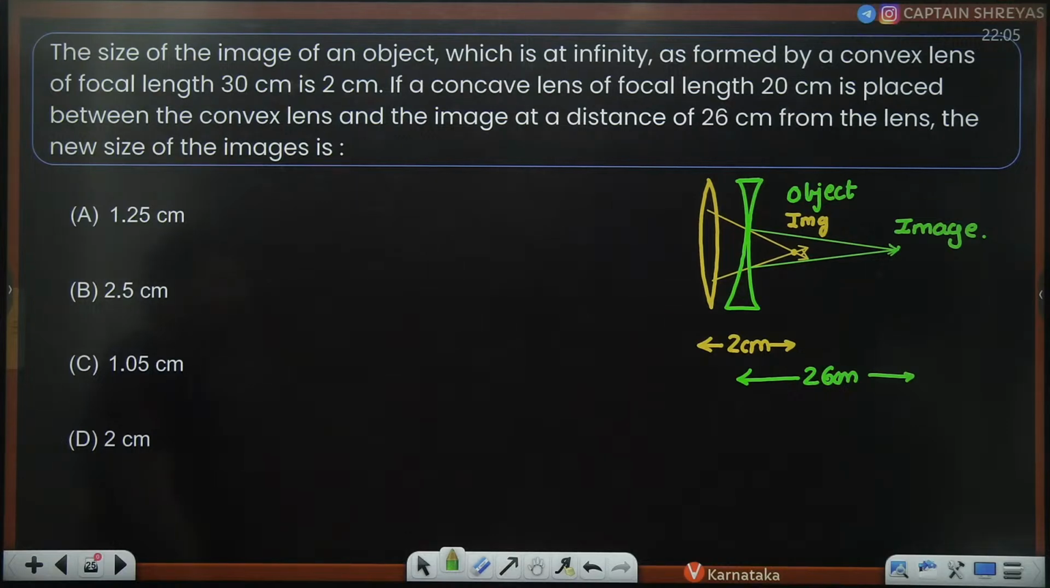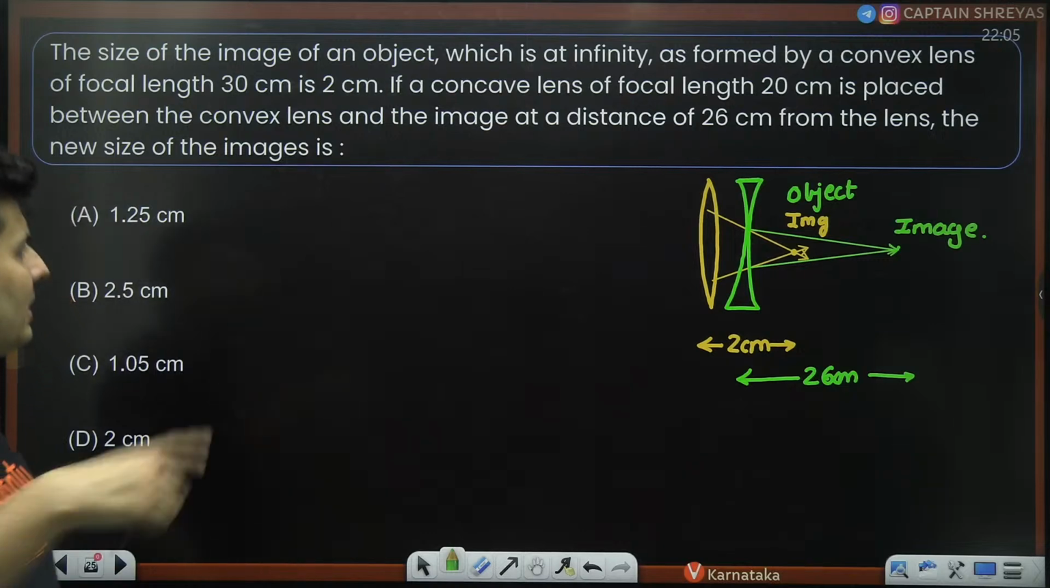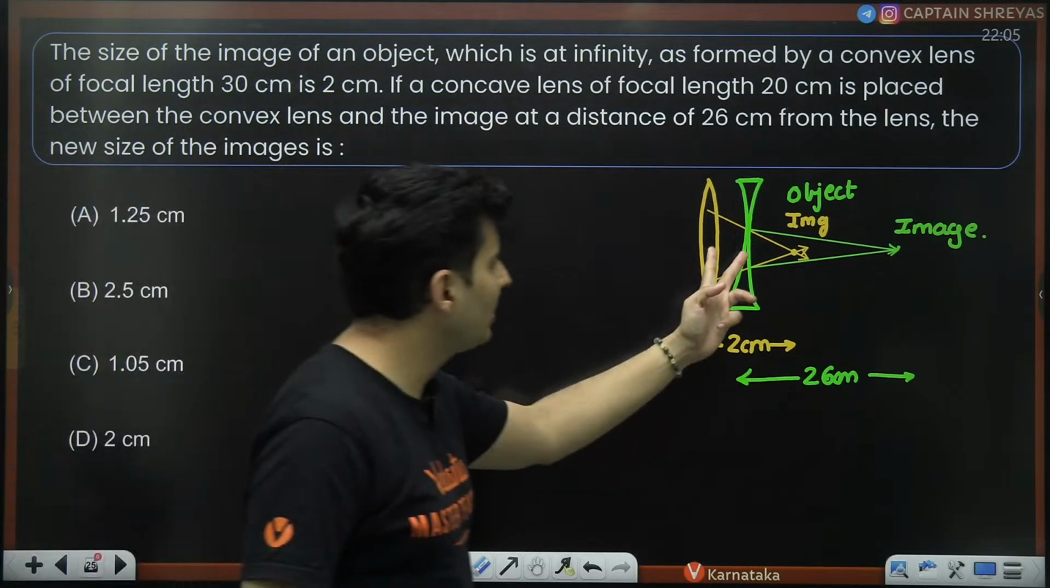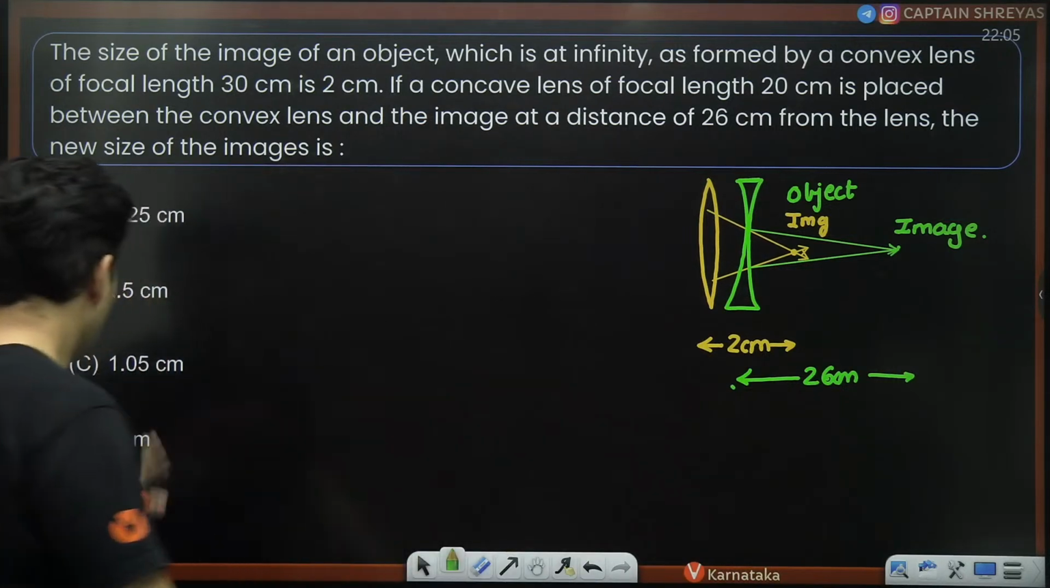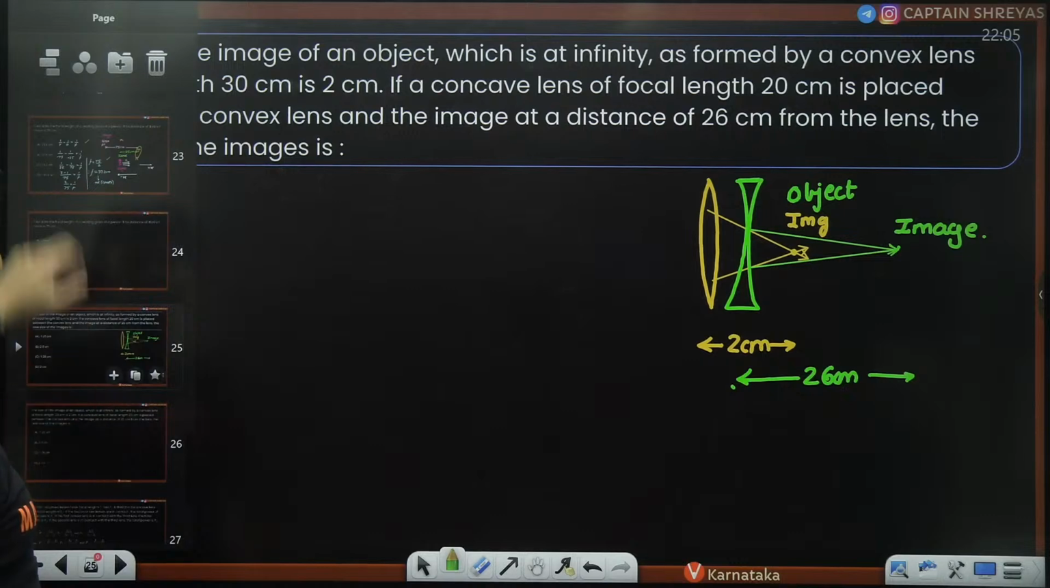So we will do one thing. We will take up this question separately later on, because I feel something is missing over here. This distance is not given. So, just let's give it a halt. Okay, so let's not do that.